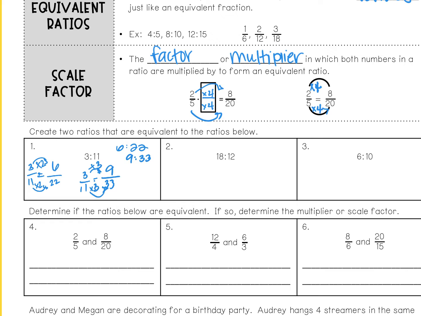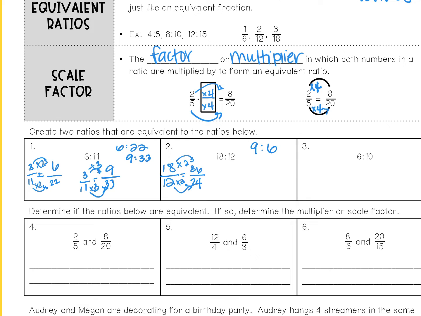Now we have 18 to 12. So we have 18 over 12. I'm going to go ahead and this one I'm going to take it and multiply 18 times 2. So 18 times 2 is 36. And if I do it to the top, then I have to do it to the bottom. And 12 times 2 is 24. So 18 to 12 is equivalent to 36 to 24.